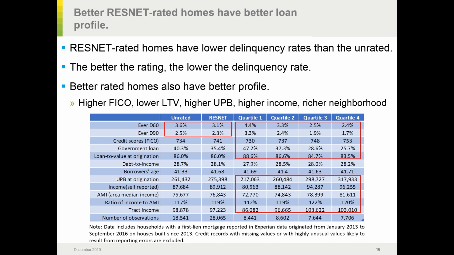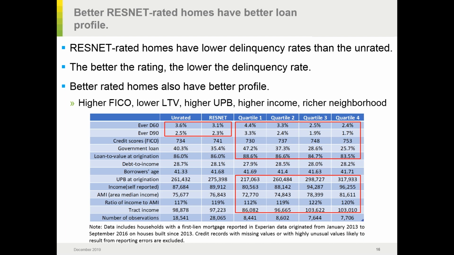Having gone 90 days delinquent occurs less frequently, 2.5% for the unrated homes and 2.3% for the RESNET rated homes. And similar patterns are observable with the better quartiles. Remember, quartile 1 to quartile 4, where quartile 4 is the best quartile, also has the lowest delinquency rates in the first two rows. So the better the rating, the lower the delinquency rate, and having a rating is associated with lower delinquency rates.